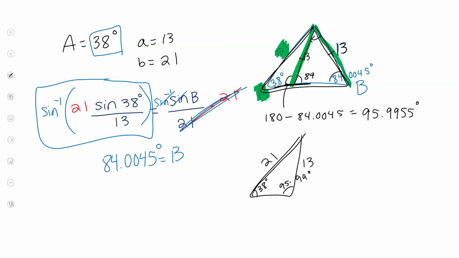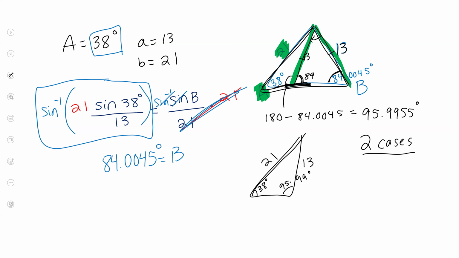The 95 is for which angle? Right here. Because this side, we saw that it was 84. That means this is 84. That means the other side has to be 95 or 95.99. Because it's a supplementary angle. They have to add to 180. So that means there are 2 cases here. There's 2 different triangles. So you're going to solve for both of them.